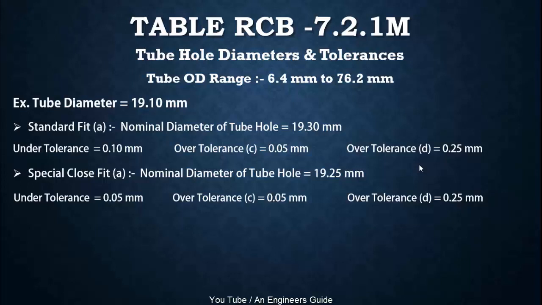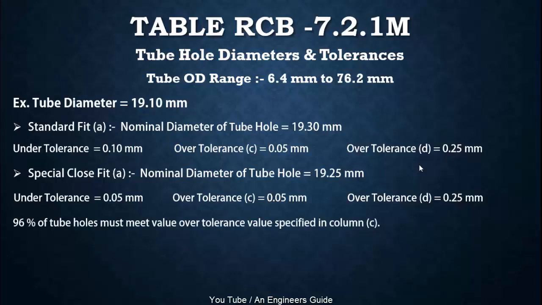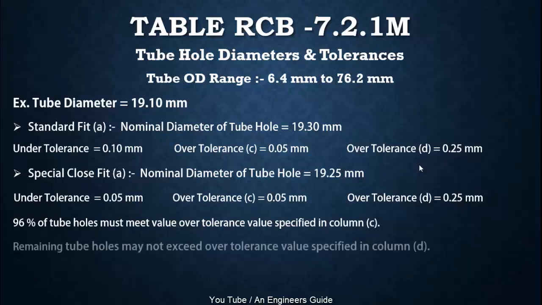Now the time has come to answer your question. 96% of tube holes must meet the over tolerance value specified in column C, and the remaining tube holes may not exceed the over tolerance value specified in column D. So we can say it's just a kind of allowance provided for 4% of tube holes. So guys, this is how we find a tube hole diameter.